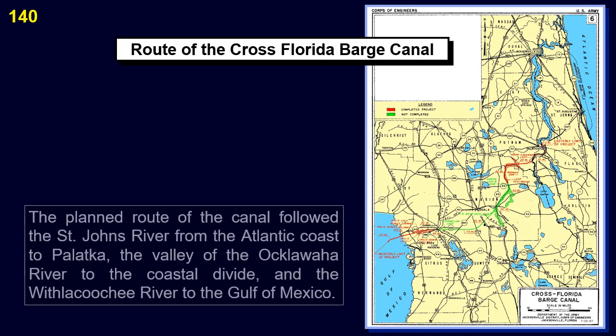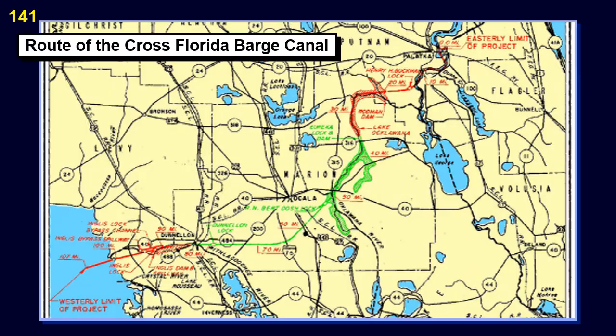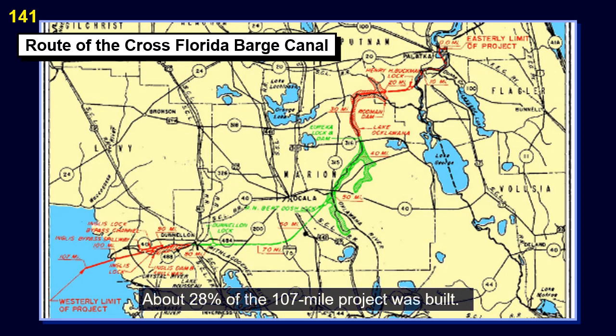The planned route of the canal followed the St. Johns River from the Atlantic coast to Palatka, the valley of the Oklawaha River to the coastal divide, and the Withlacoochee River to the Gulf of Mexico. About 28% of the 107-mile, 172-kilometers project was built.